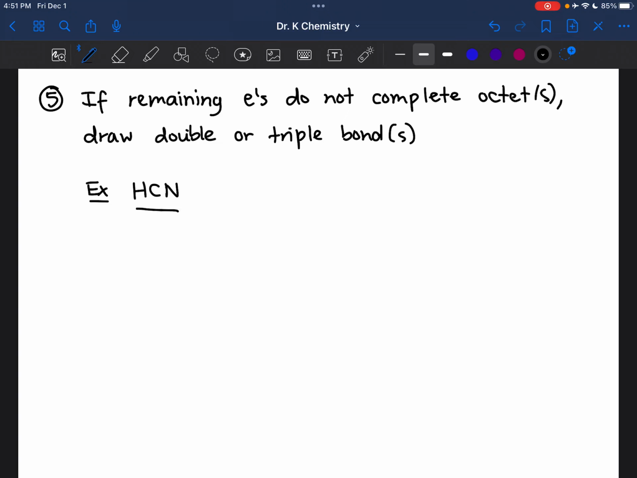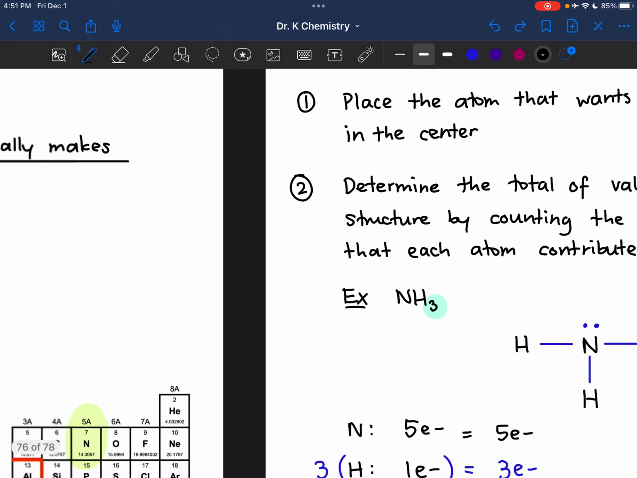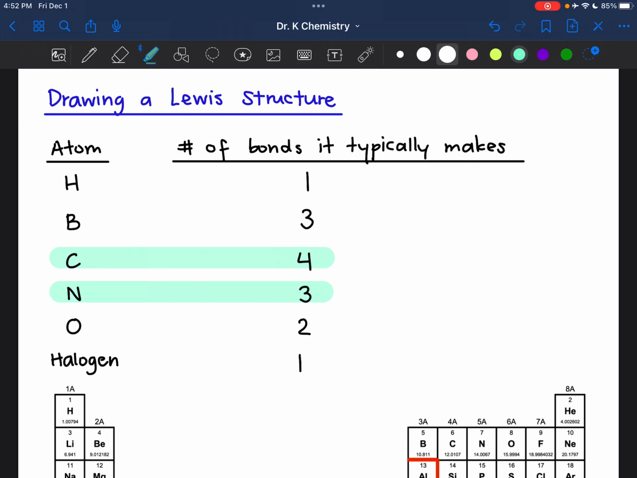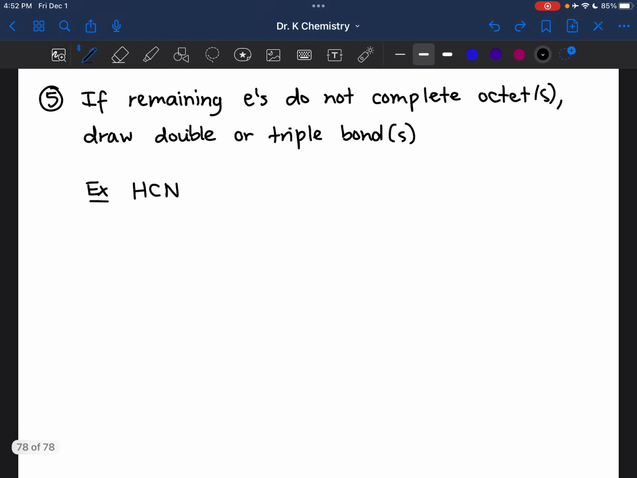The way that this formula is drawn kind of gives you a hint as to which atom needs to be in the center. But if you're not sure, we can go back and think about this. Hydrogen only needs 1 valence electron, so that is only going to make 1 bond. Then carbon needs 4 bonds in order to complete its octet. Nitrogen needs 3 bonds to complete its octet. Since carbon needs the most bonds, we're going to place carbon in the middle and then connect the remaining atoms around it.